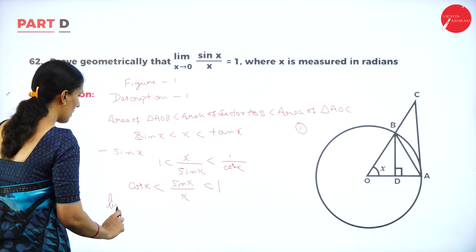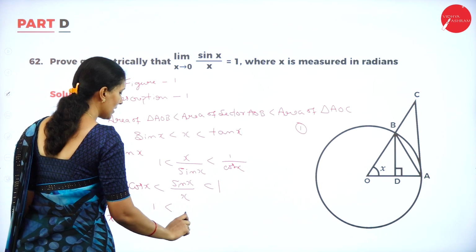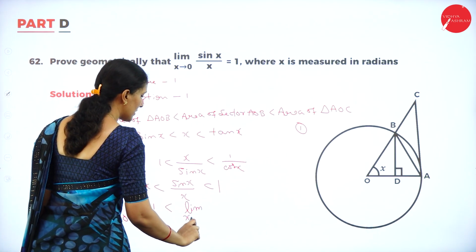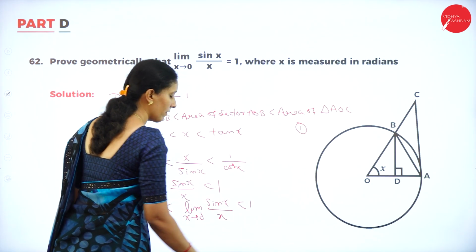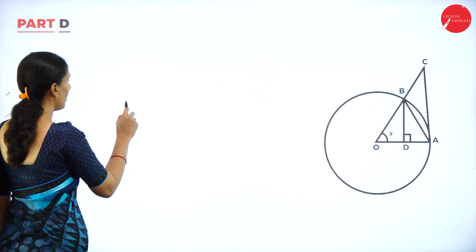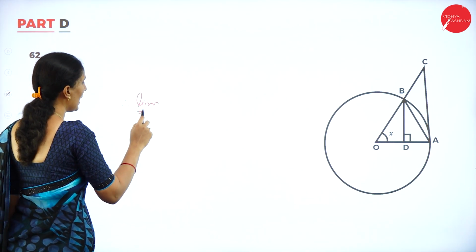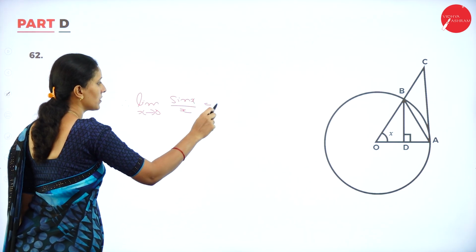Next, we are supposed to apply the limit as x tends to 0. Once you apply this, we get 1 less than limit as x tends to 0 of sin x by x less than 1. So, concluding, we have to write this: therefore, limit as x tends to 0 of sin x divided by x is equal to 1.